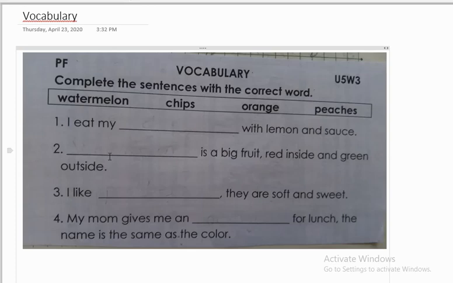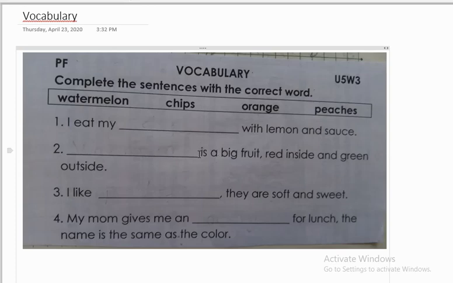Okay, in the second, this is a big fruit, red inside and green outside. Okay, the number 3, I like blank on the fruit, they are soft and sweet. And finally, my mom gives me an blank for lunch. The name is the same as the color. So the technique here is to choose the easiest one. Okay, in this case for me, for example, is the second one.